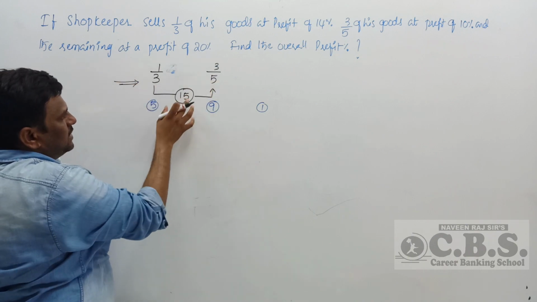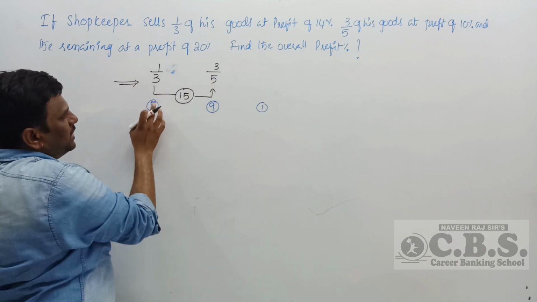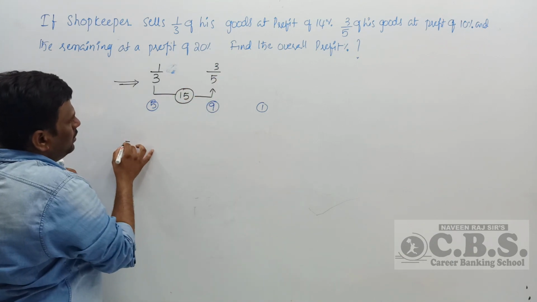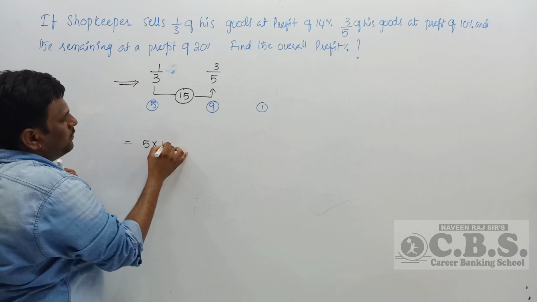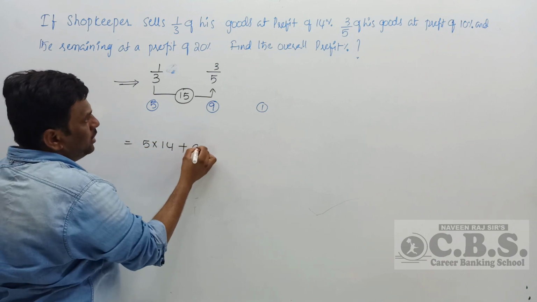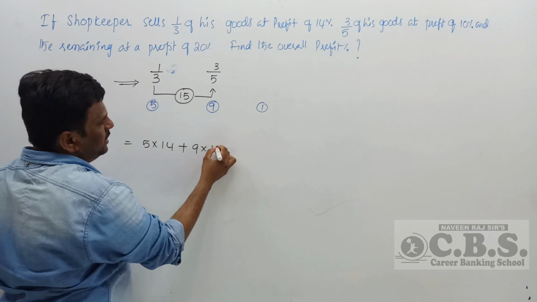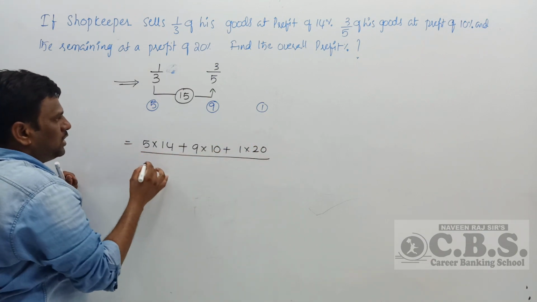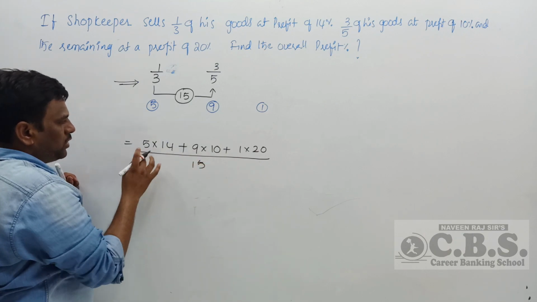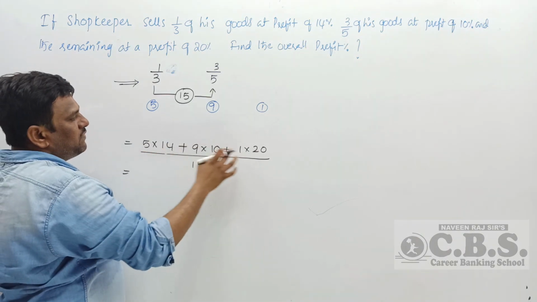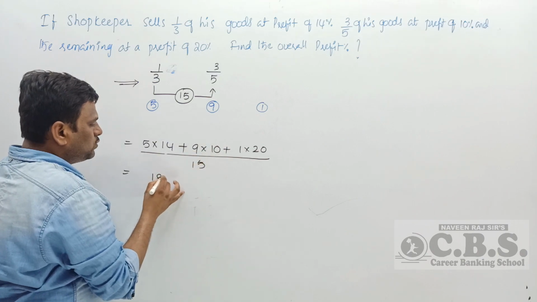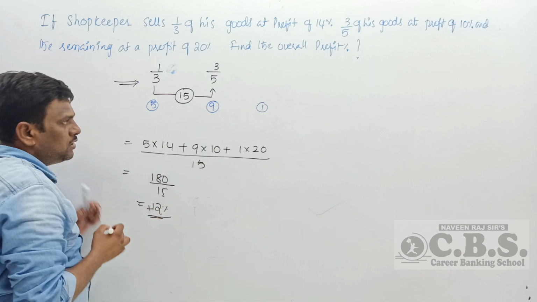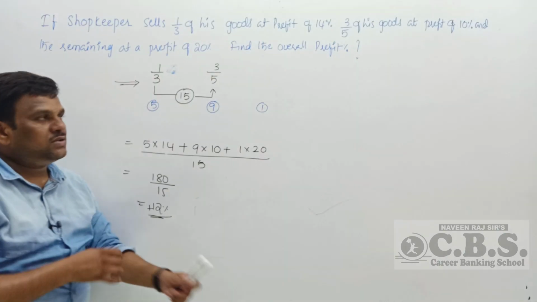So 3 and 5, the LCM is 15. 15 in the table of 3 is 5 times and in the table of 5 is 3 times. 3 3s are 9. So 5 articles sold at a profit of 14, 9 articles sold at a profit of 10, and the remaining 1 article sold at a profit of 20, divided by 15. 5 14s are 70. 70 plus 20 is 90. 90 plus 90 gives you 180. 180 divided by 15, your overall answer is 12% profit. So this is the answer for the given question.